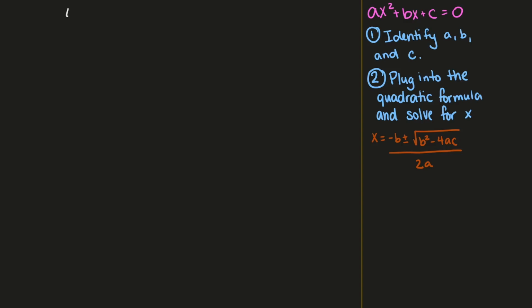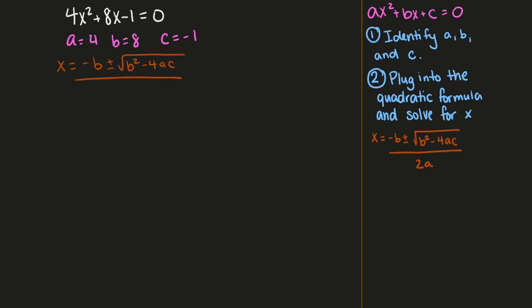Example number 2. 4x squared plus 8x minus 1 equals 0. So our a is 4, our b is 8, and our c is negative 1. Again, our formula is x equals the opposite of b plus or minus the square root of b squared minus 4ac all over 2a. So x is equal to the opposite of 8 plus or minus the square root of 8 squared minus 4 times 4 times negative 1 all over 2 times 4.